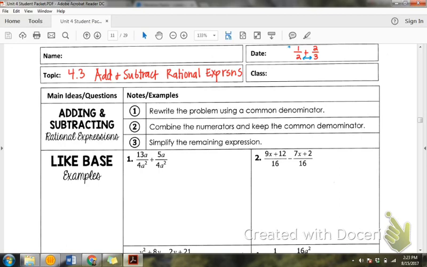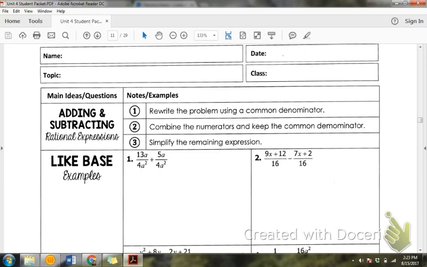So remember, you would then multiply this by 3 over 3, and this by 2 over 2, right? You guys remember doing that? Okay, we talked about this last week when we were doing AccuPlacer. All right, so we're going to do the same thing today.